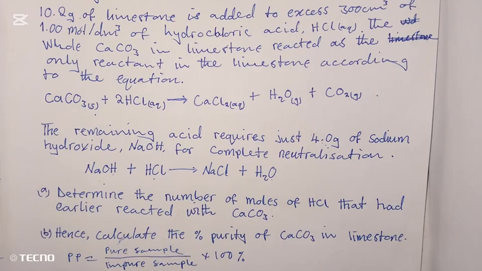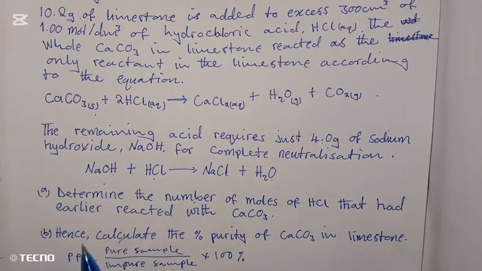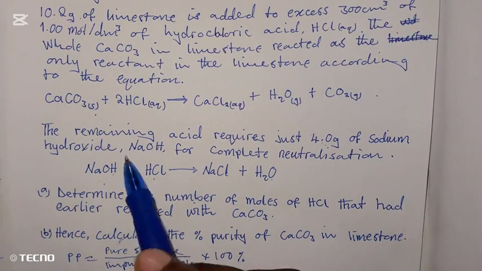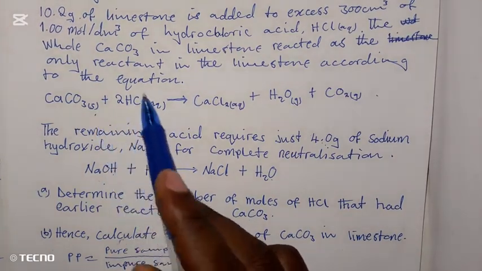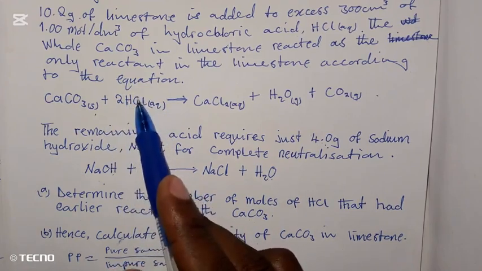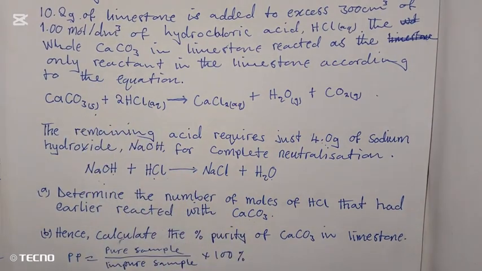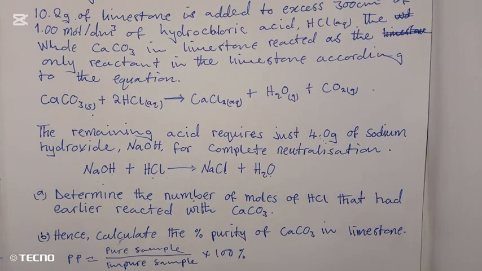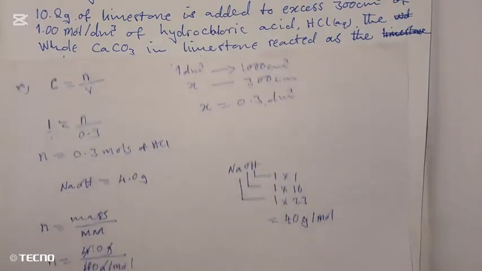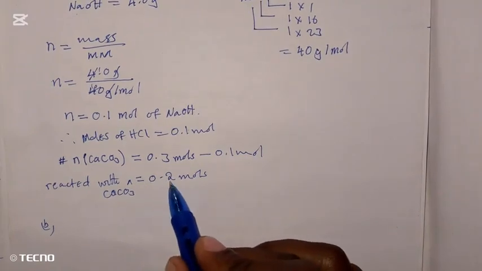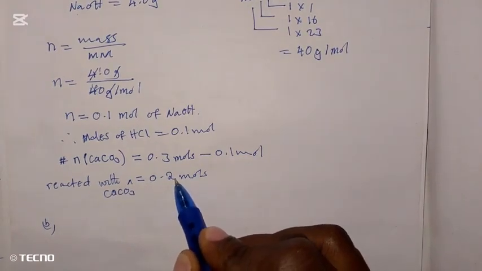Then what we need to do is to find the pure mass, or the theoretical mass. So how are we going to calculate this mass? We know the number of moles that reacted here. The number of moles that reacted with calcium carbonate, we've answered, is 0.2. This is the number of moles of hydrochloric acid.